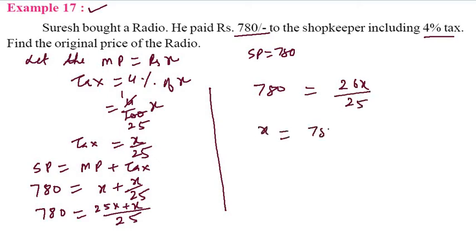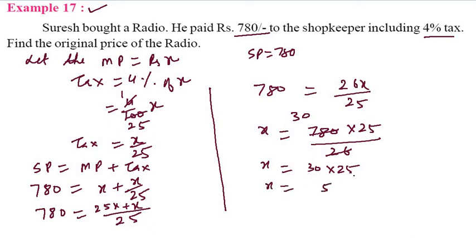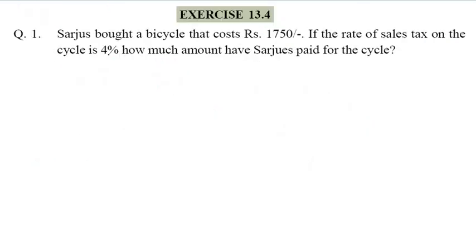So X will be equal to 780 into 25, and here is 26. So it will be 3 times and 30. So X will be equal to 30 into 25. So X will be equal to 3, 5, 15, and 3 to the 6, and 1, 7, and 1, 0 is there. So this is the original price. So you can write the original price is equal to rupees 750. That one is your answer. Now come to the exercise.